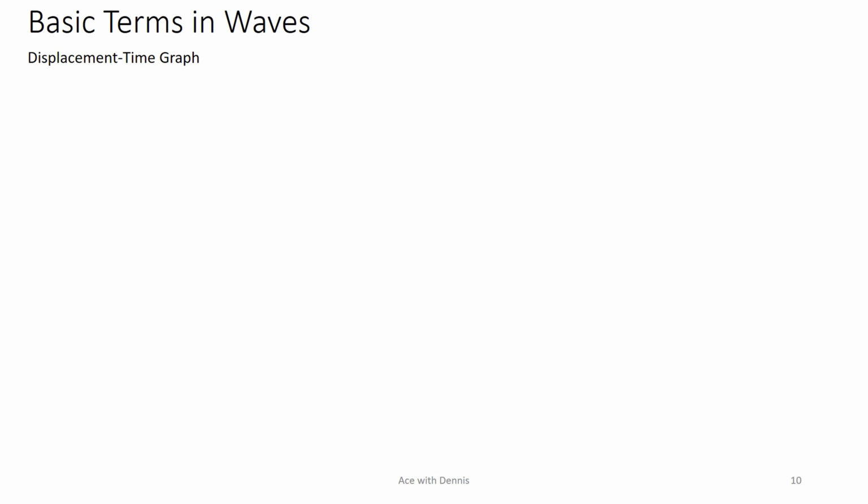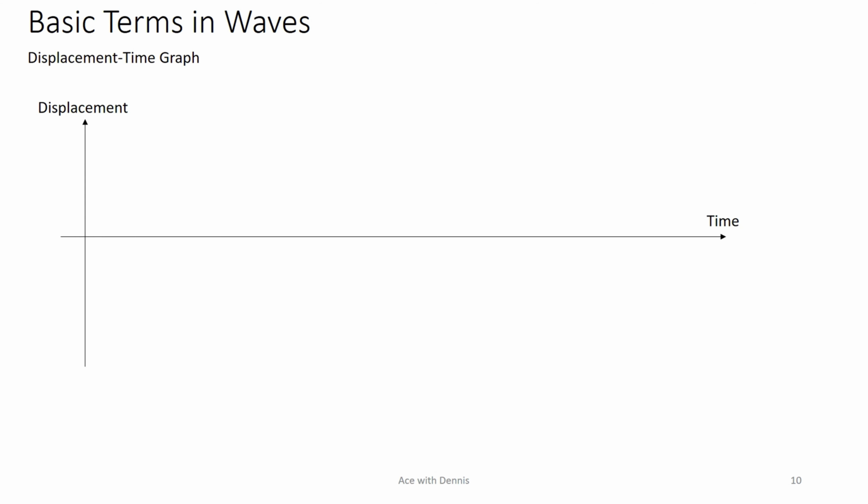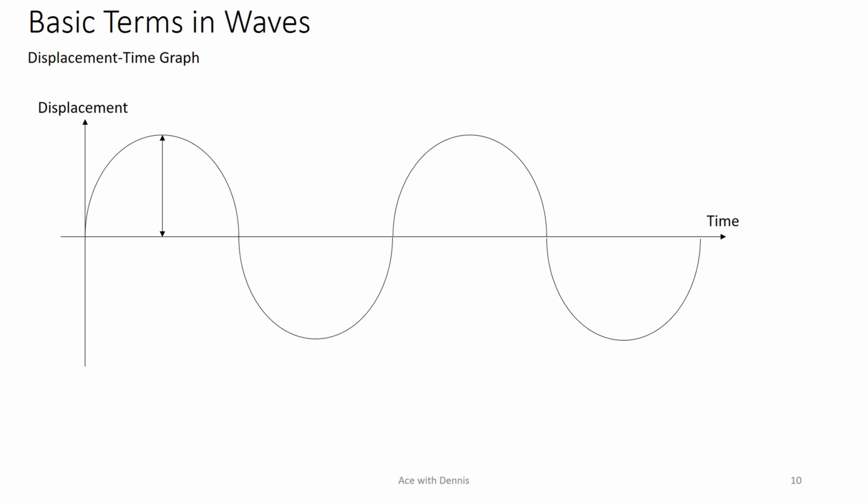Next, let's look at the displacement time graph. This is the displacement time graph with the waveform. From this graph, we can identify the amplitude with this length. And also, we want to talk about the basic term of period T. Period T is the amount of time taken for one complete cycle.